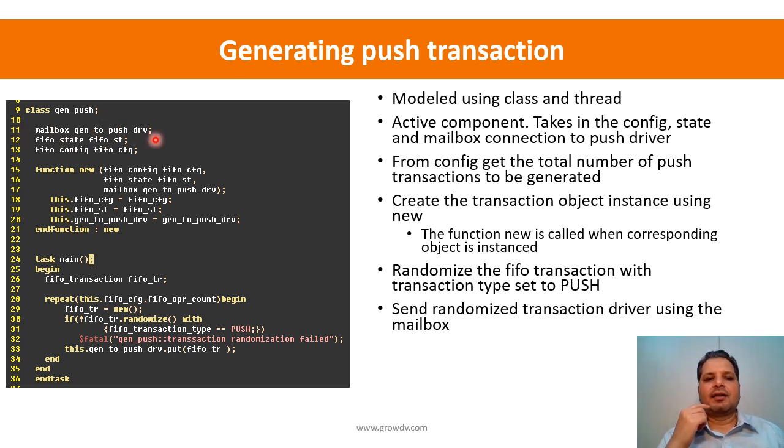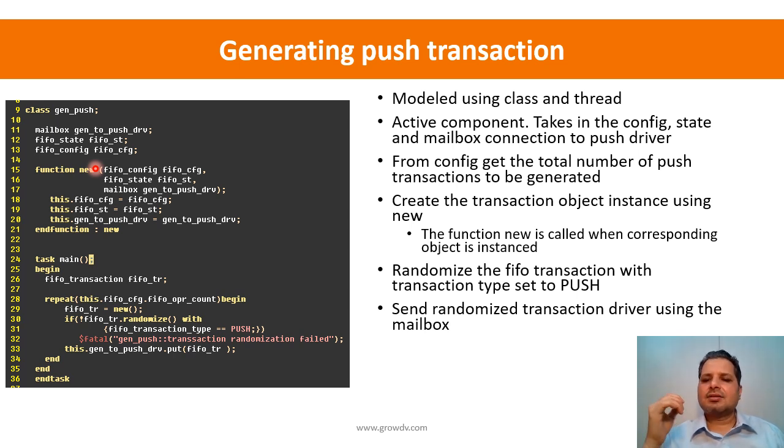We have declared this mailbox, and we have the FIFO state class instance and a FIFO config class instance. What are these classes? We will see it later. Hold on to that thought. And we have the constructor, the function new, and this new gets called whenever we create the gen push class instance.